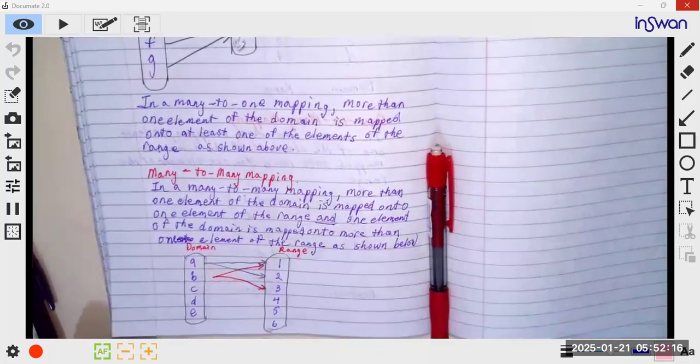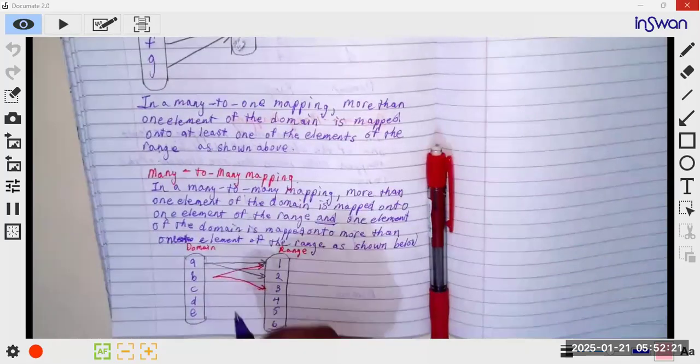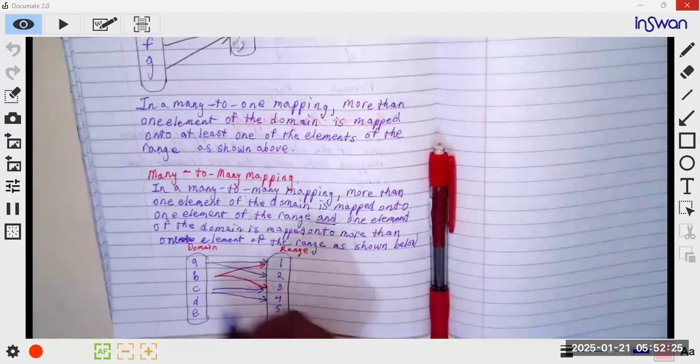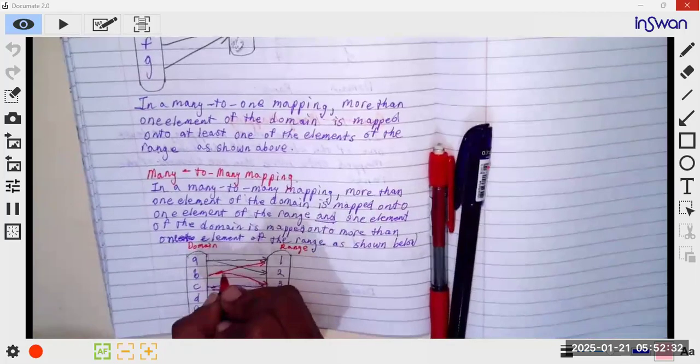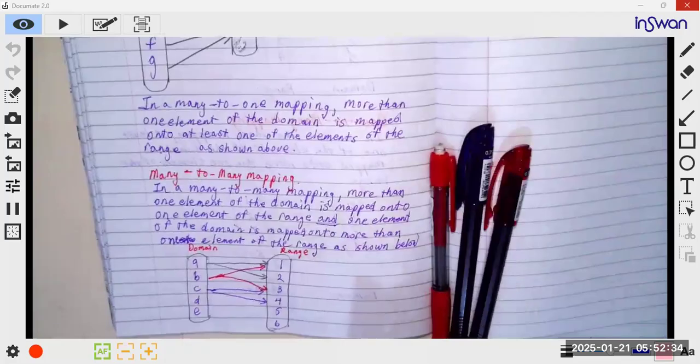C could go to 3 and 4. C could go to 3, and it could go to 4. Right? So you see what's happening here? C can go into 3 and 4.